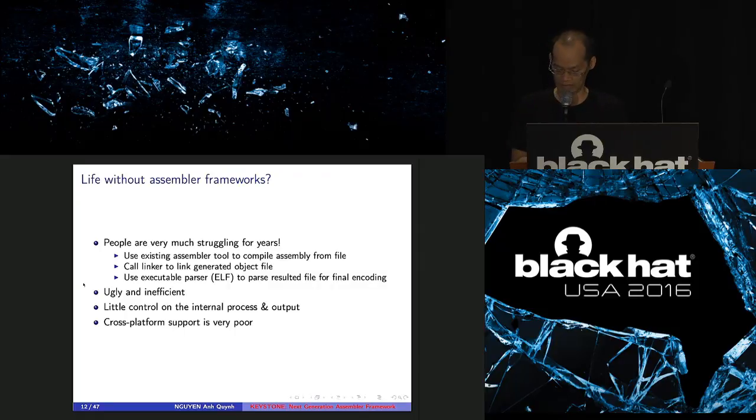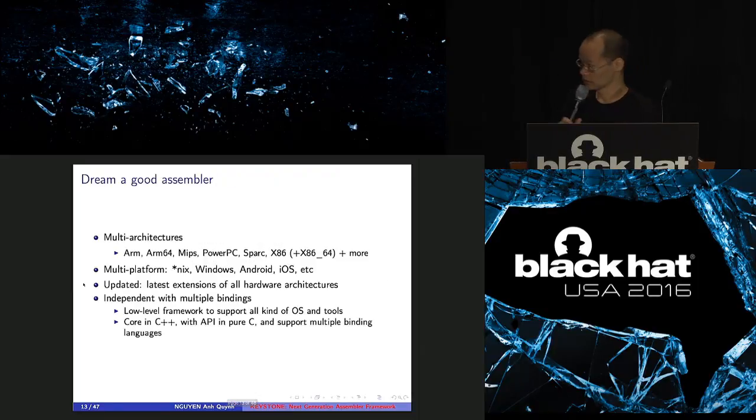So if you want to have an assembler for ARM running on Windows, then good luck. There's nothing like that. So I want something good: support for all CPUs, runs everywhere, always updated to the latest instructions on all those CPUs, and independent, which means you can build your tools out of that with multiple language bindings.